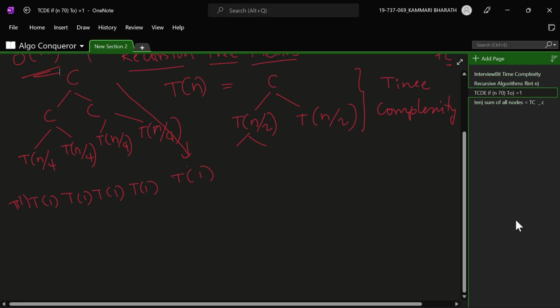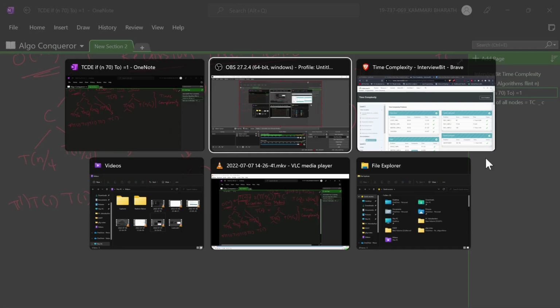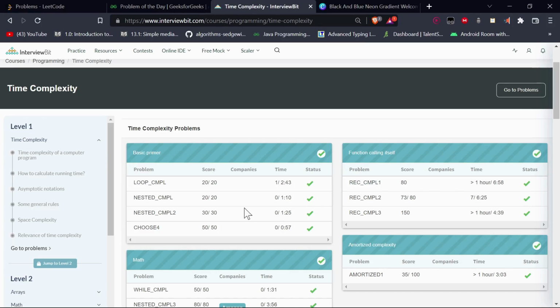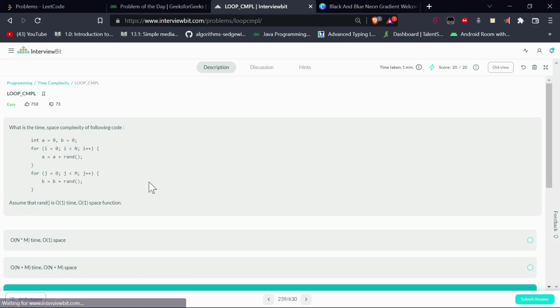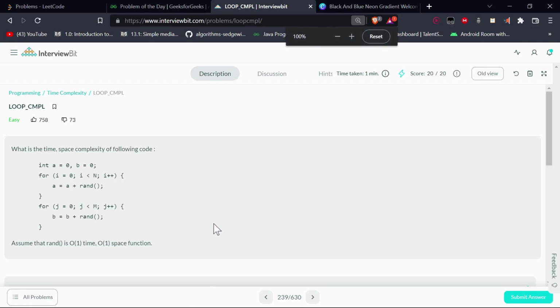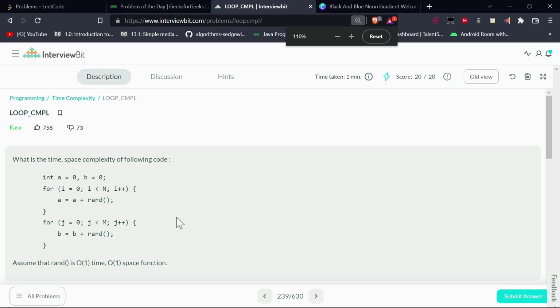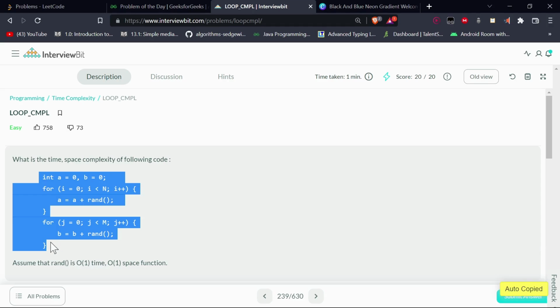Today we are going to solve the InterviewBit time complexity section, first bucket. Now let's move on to the first problem. Here we are given a block of code. You have to write the equation of the number of instructions from this code.